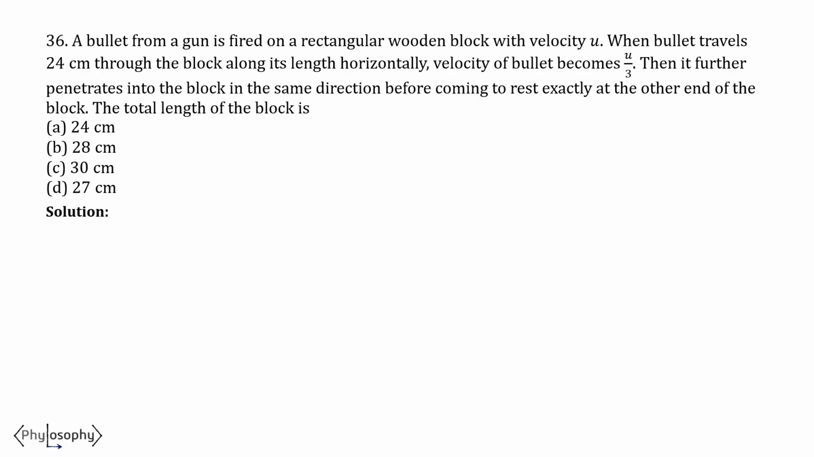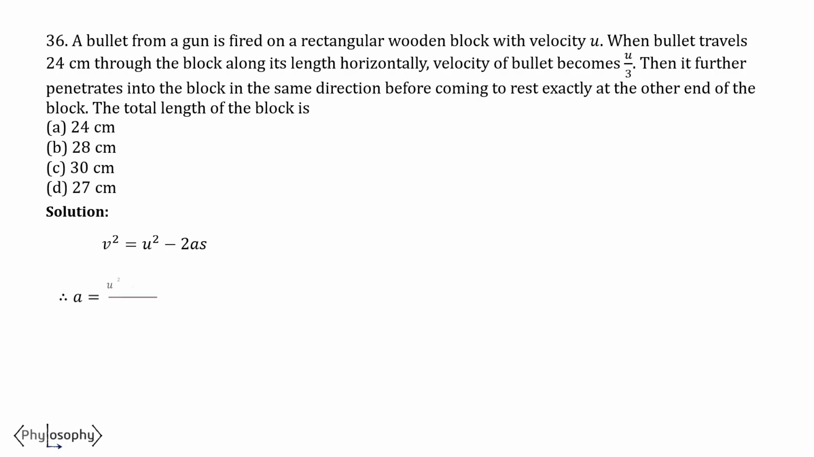So according to the question, the bullet travels a distance 24 cm through the block, and in doing so its velocity changes from u to u over 3. So first we need to find the deceleration of the bullet. Now for the motion in one dimension, we know that v square is equal to u square minus 2as. Here v is the final velocity, u is the initial velocity, s is the distance traveled, and a is the deceleration. That's why we consider the negative sign.